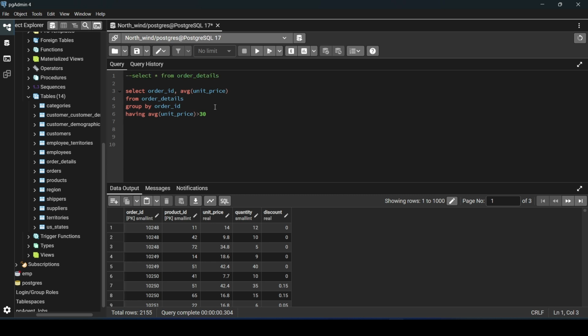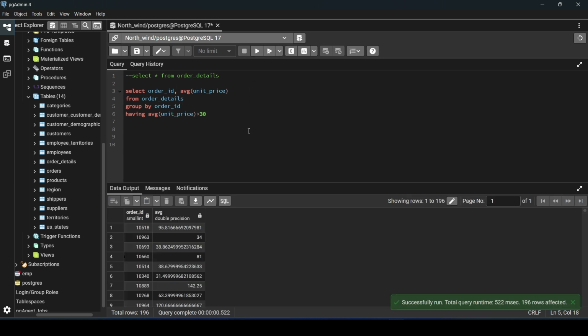We have written the query and now run this query. We have got the order IDs where the average unit price is more than 30, and we got this with the help of the group by clause and having clause.